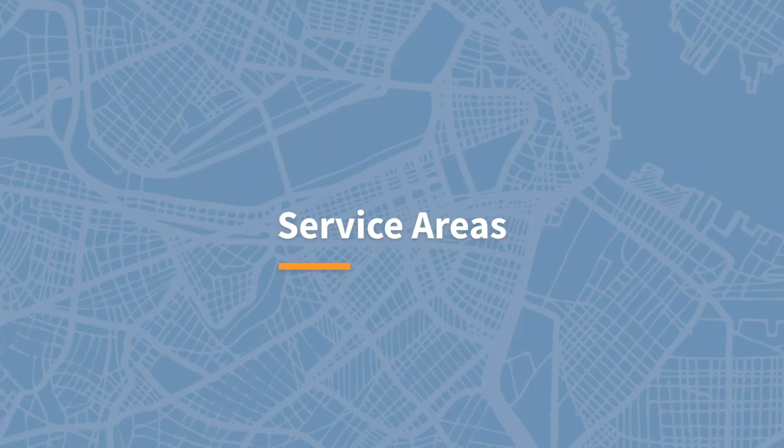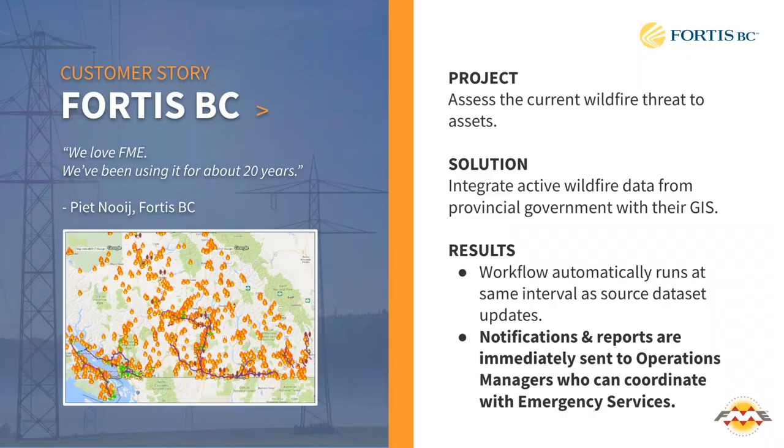So we're going to take a little bit of a look at some examples where this kind of functionality has been achieved by customers. So let's take a look at Fortis here. So Fortis BC is the largest natural gas utility and the second largest electrical utility in BC. They have 1 million gas customers and 170,000 electricity customers.